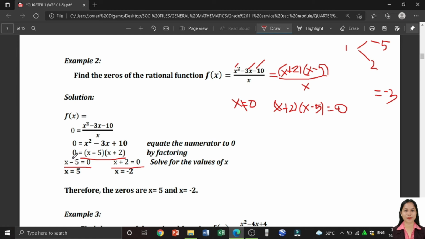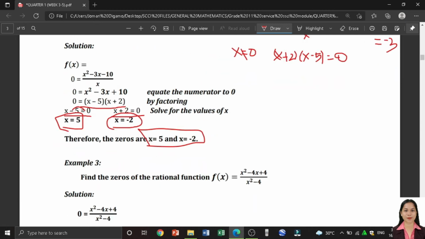So, if you're going to transpose negative 5 to the other side, it becomes positive 5. And, if you're going to transpose positive 2 to the other side, it becomes negative 2. Therefore, the zeros of this function are 5 and then negative 2. So, that's all. Okay?